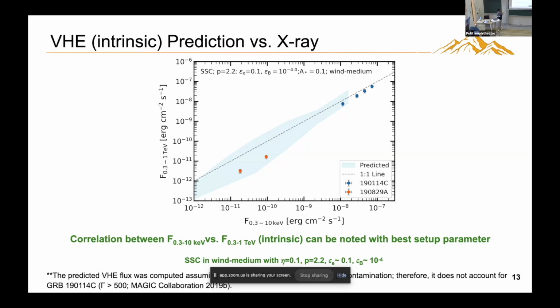What we see is that here again the correlation exists between the very high energy and the X-rays. Also, for comparison, I chose the data points of two GRBs detected in the very high energy domain, 190114C and 190829A. We can explain these, but there are three data points which we cannot explain. It is the same fact: this GRB has a very high bulk Lorentz factor and this is a very early time observation, so it cannot come inside the predicted band.